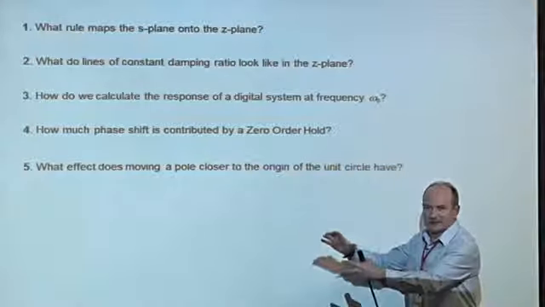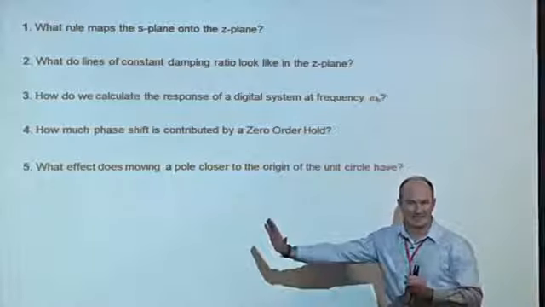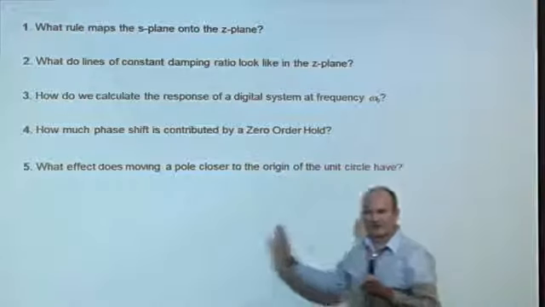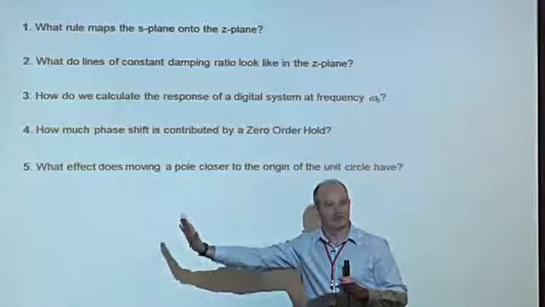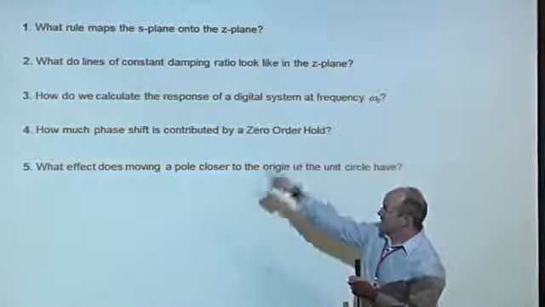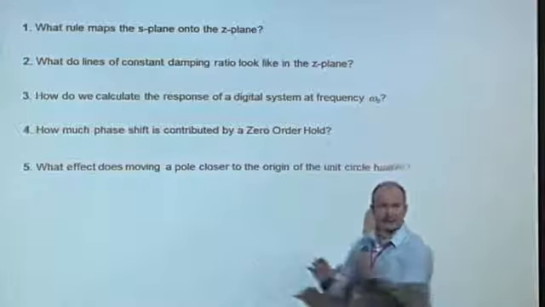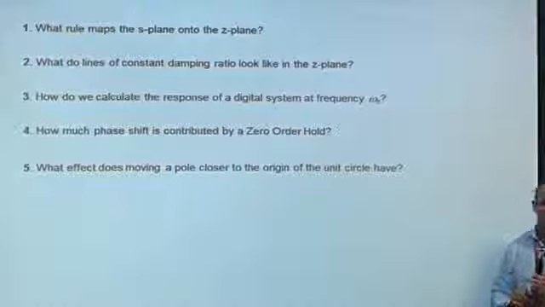Getting closer to the origin is equivalent to what in the S-plane? It's going to the left. Go to the left in the S-plane makes the decay rate faster. So remember, vertical lines, just in the last tutorial, correspond to circles. So go closer to the center, it's the decay rate that's getting faster.